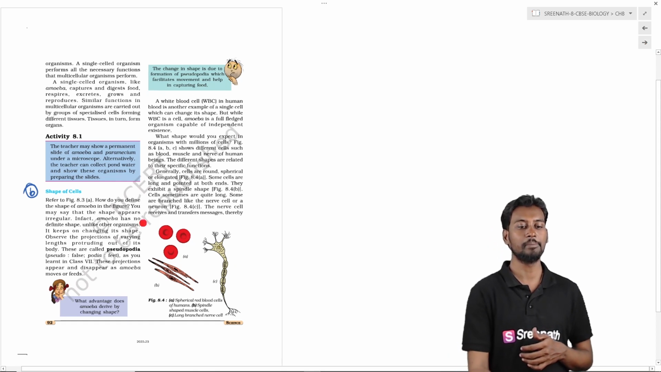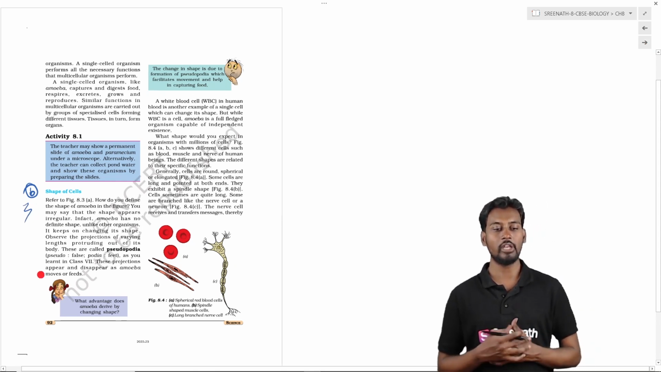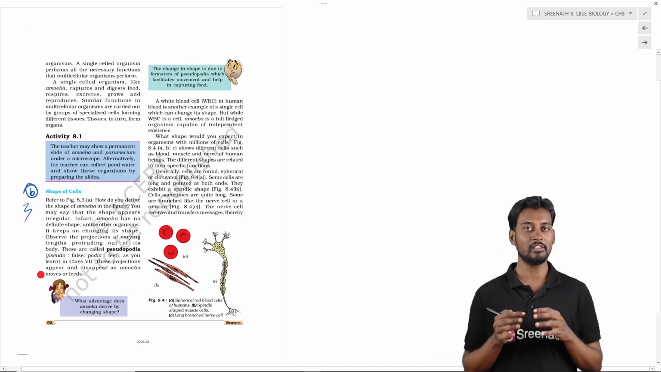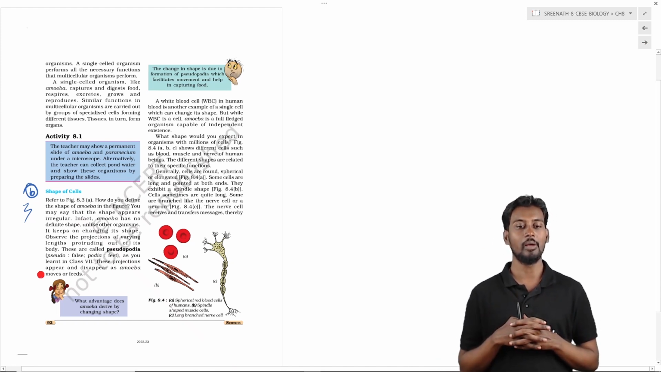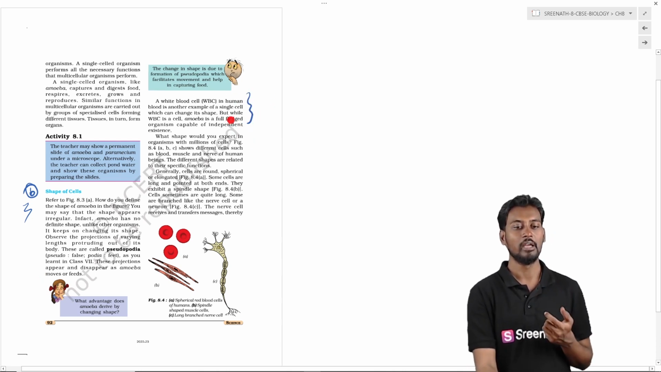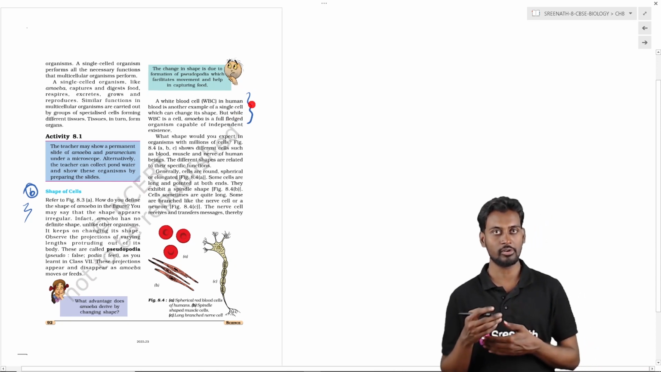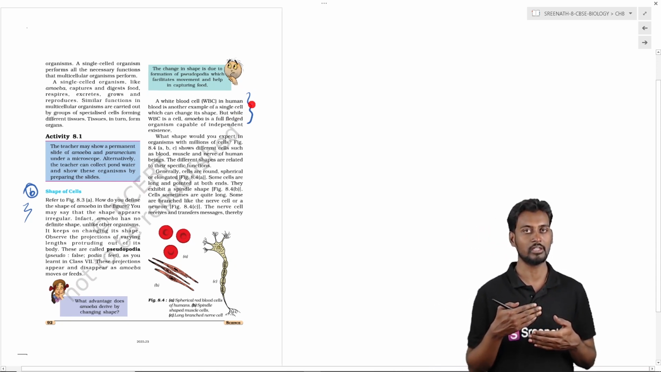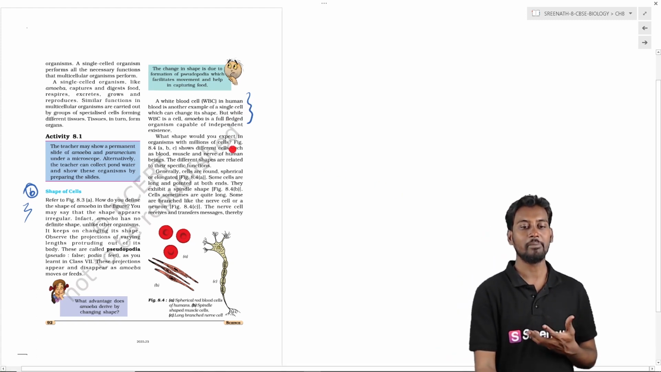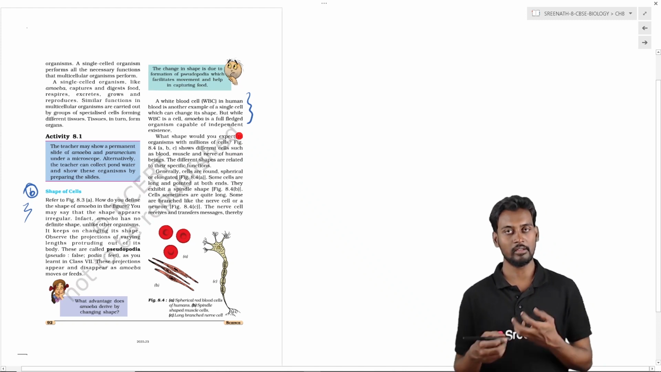Here, when you are discussing the shape of the cell, the shape of the cell is nothing but the shape in which the cells are present. For example, if you are seeing the white blood cells in human beings, a single cell shows the shape of the cell. It can be spherical.